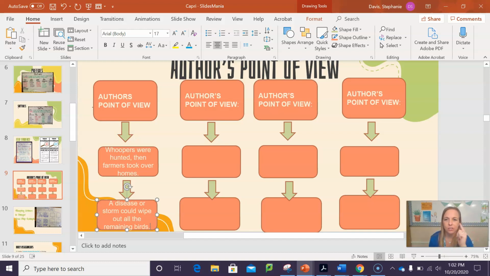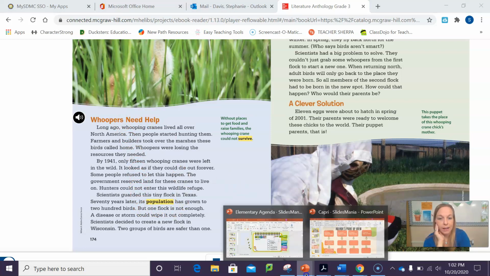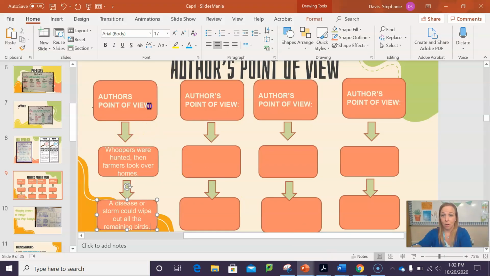So that lets us know the author came over and he wanted us to know, whoops, one flock is not enough. They need help. One flock is not enough for these birds. So I'm going to go ahead and write that up here under author's point of view: one flock is not enough. That's point of view part 1 on this page.